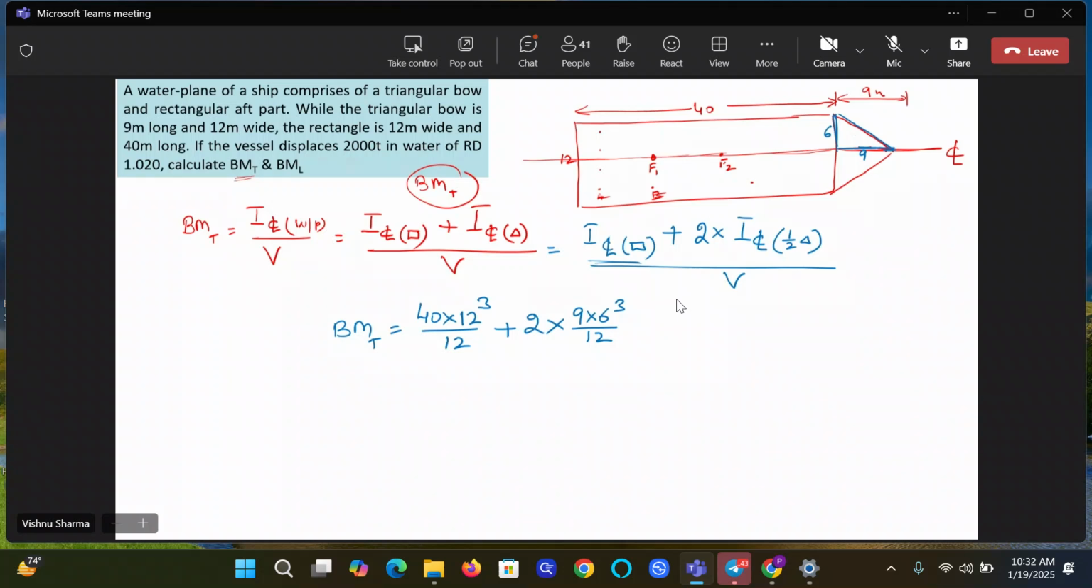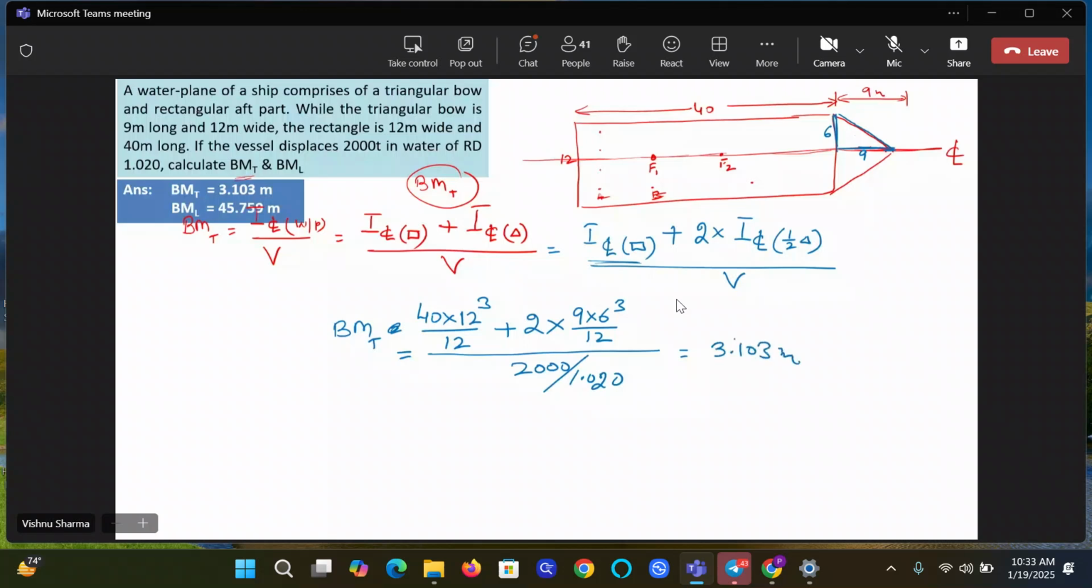And the volume of displacement: you have the displacement and the density. Displacement is 2000 tons, and density is 1.020. This is the volume of displacement. And now on the calculator, you have to solve it in one go. You don't have to fragment your calculations. See that you get the answer of 1.03 meters, and confirm.